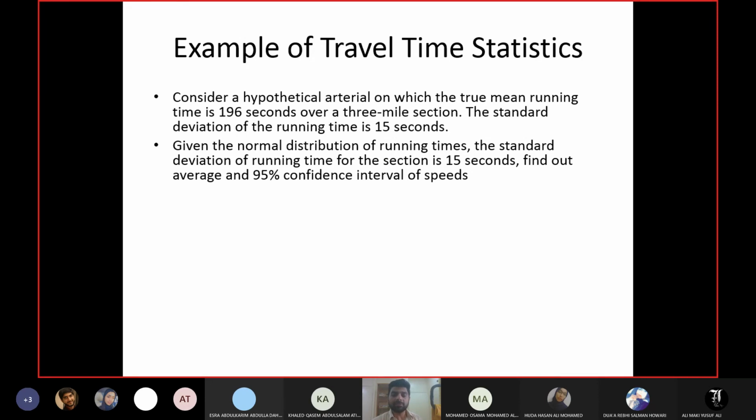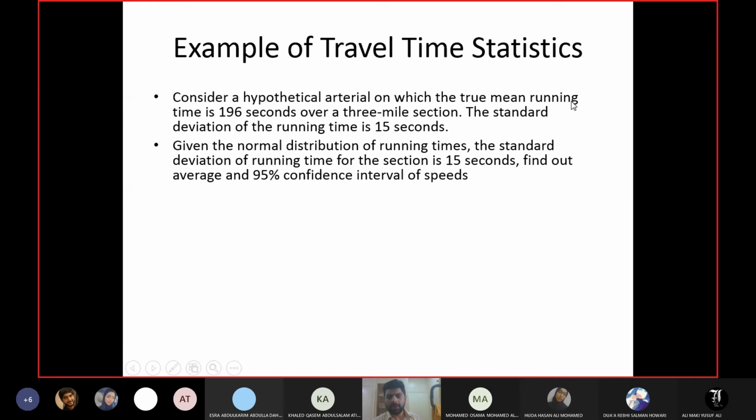The standard deviation is 15 seconds, and we must find the average and the 95% confidence interval of speeds. What is happening here? They gave me the length, they gave me the running time, and they are asking me to calculate the speed. It's simple. If you use the mean time to calculate the speed, it will give you the mean speed. I will just show you how to calculate the confidence interval.